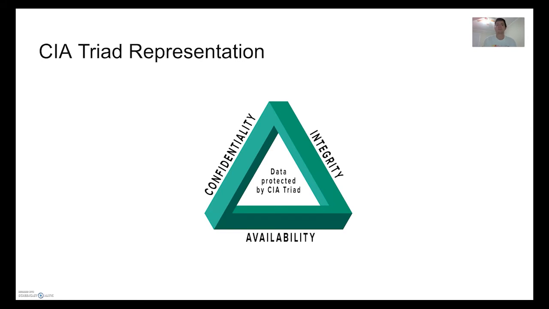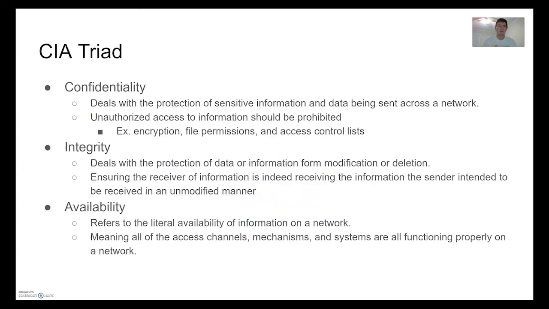Here's a figure of the CIA triad representation. As you can see, the data is protected on the inside, followed by getting protected by confidentiality, integrity, and availability. All three of those goals need to be met in order to have network security. So the first goal, confidentiality, deals with the protection of sensitive information and data being sent across a network, meaning unauthorized access to information should be prohibited. An example of confidentiality would be encryption, file permissions, and access control lists.